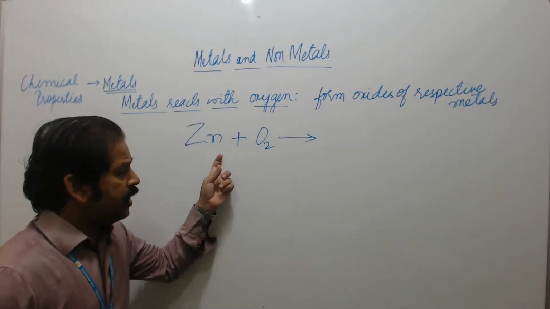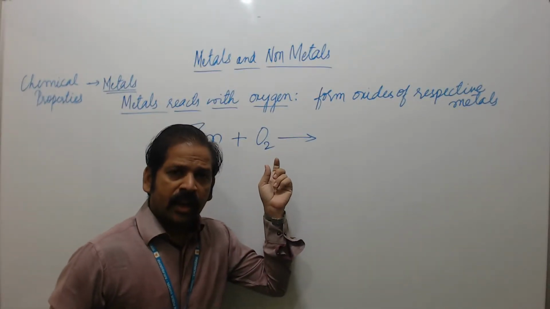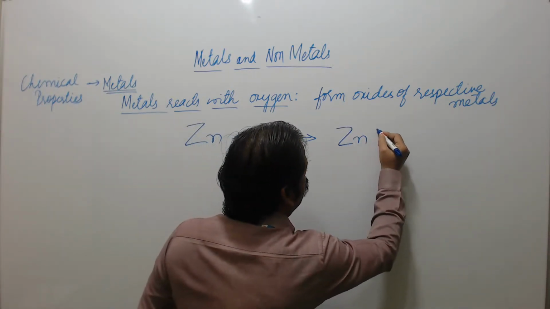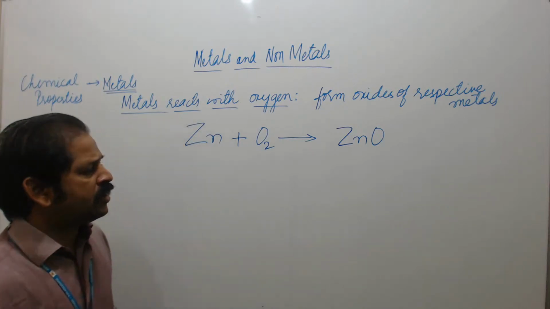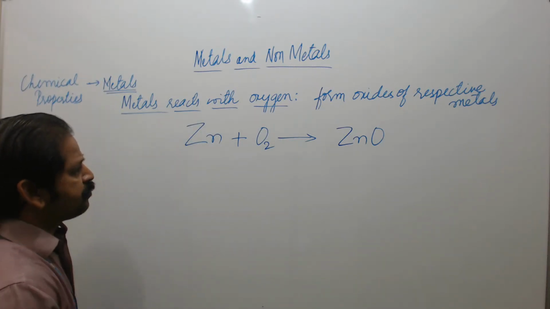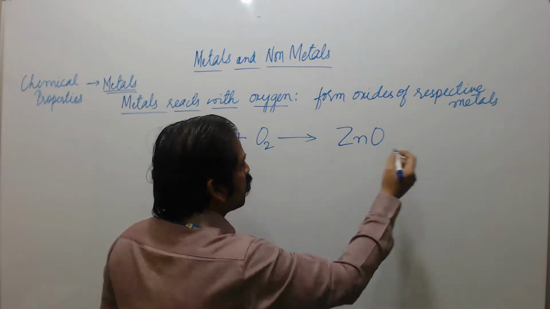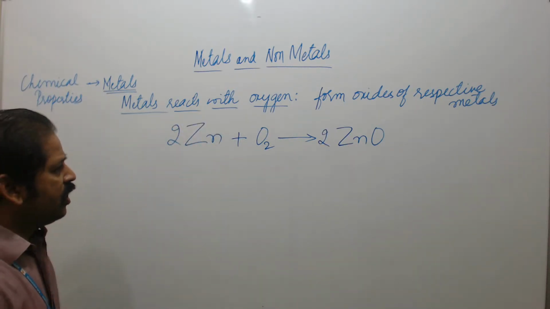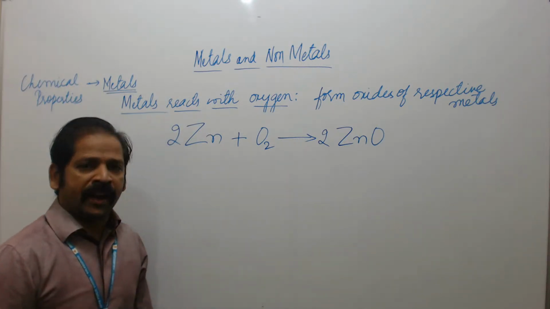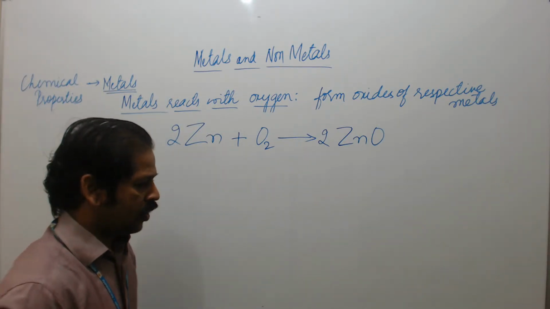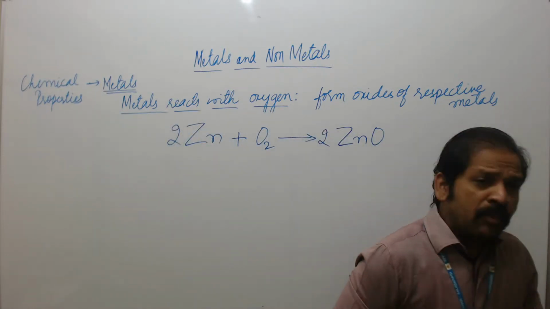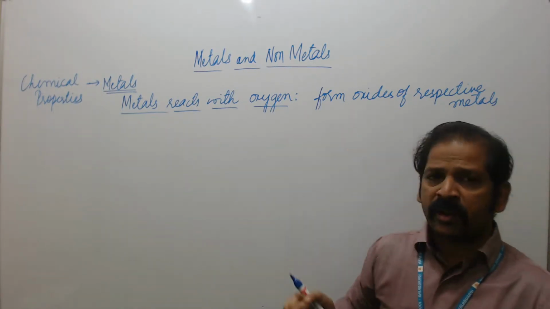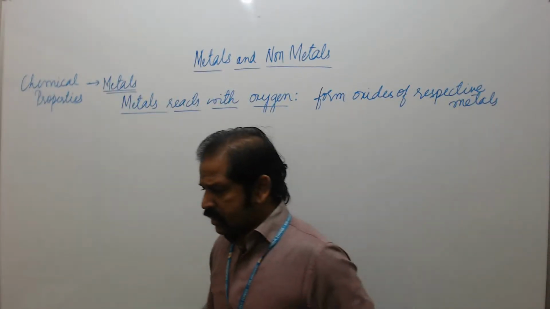Next is zinc reacts with oxygen. Zinc reacts with oxygen to form zinc oxide. The formula of zinc oxide is ZnO, and on the left side oxygen is 2, so on the right side we have to make it 2, 2. Yes, zinc oxide. It also needs strong heating to get the result here. This is all about some more elements where you have to heat strongly to get the oxides.